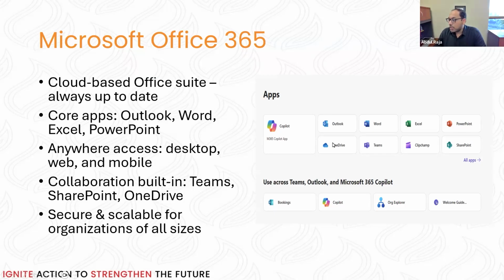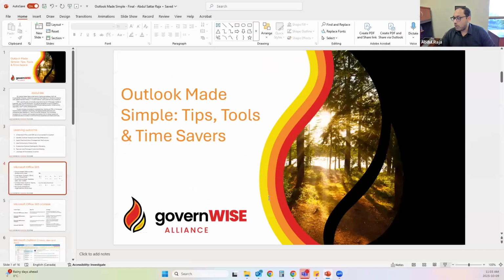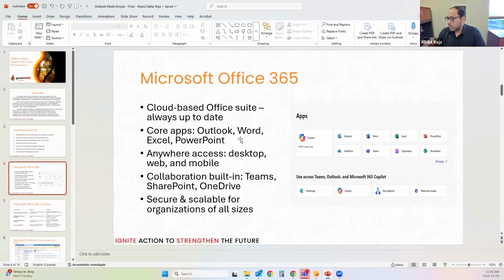I have just taken a screenshot over here to show you a couple of things. That's Outlook, Word, Excel, PowerPoint, OneDrive, Teams, Clipchamp, SharePoint. So tons of things. I'll just go out of the full view of the PowerPoint and switch between the couple of screens. So let me know if you're not able to see anything.